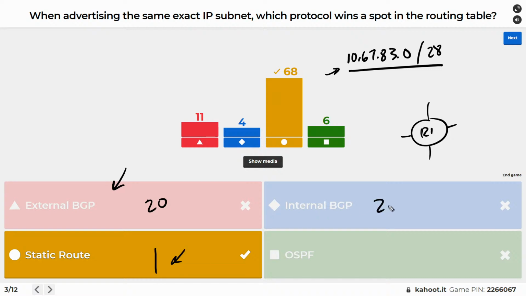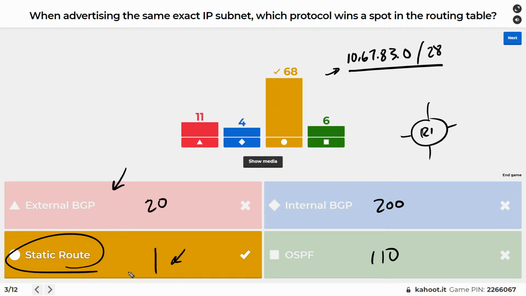Internal BGP has a default administrative distance of 200. And OSPF has a default administrative distance of 110, I believe. I've been looking at a lot of numbers today. Yeah, that's right. So RIP is 120, IS-IS is 115, OSPF is 110, based on a previous question. So that's the one that would win right here.